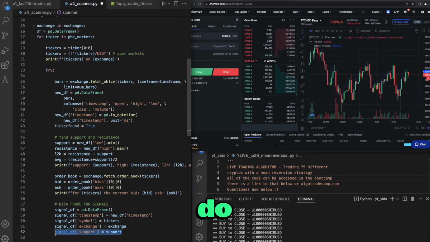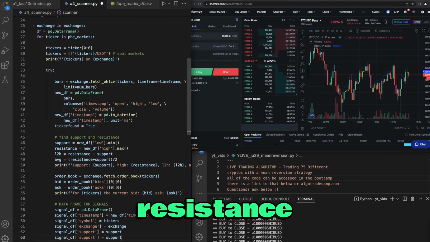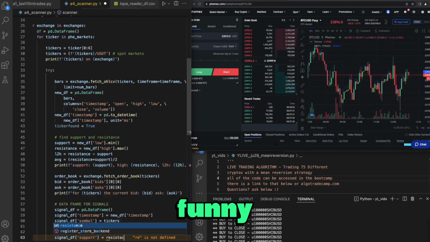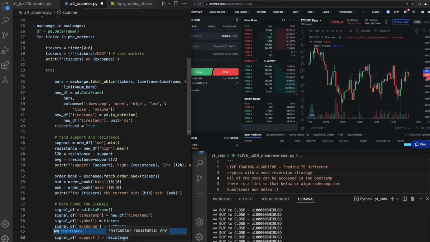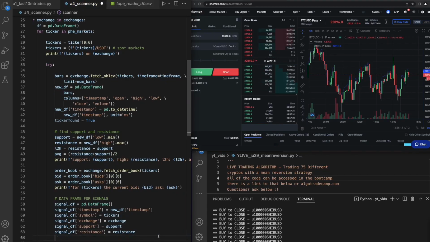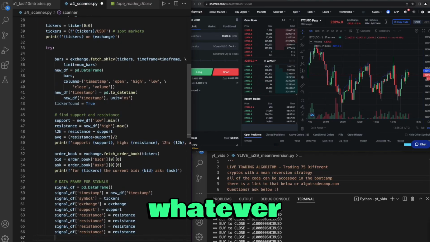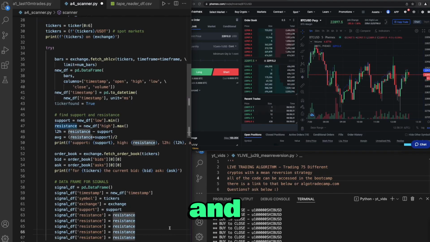Let's do resistance. It's funny because I don't know how to spell resistance. But that goes to show you don't need to be a genius to do this stuff. You just have to have a good strategy. A lot of people think that you can't algo trade if you don't know how to do math or whatever. But like you can see, I'm a native English speaker and I can't even spell.